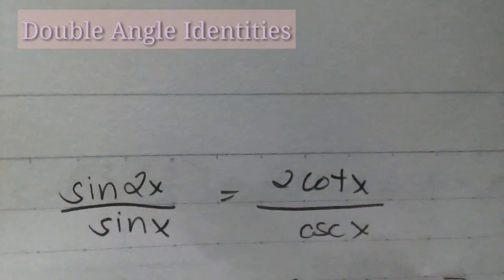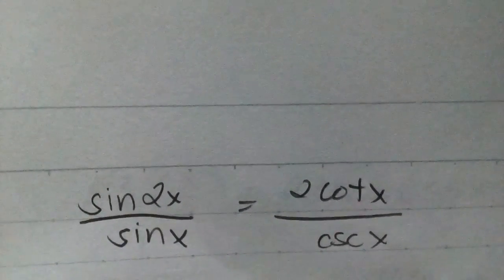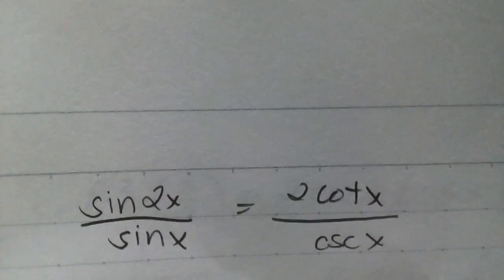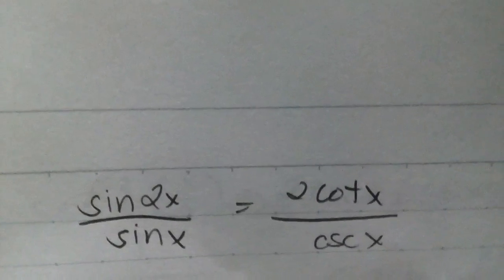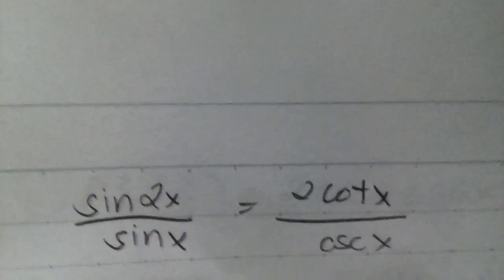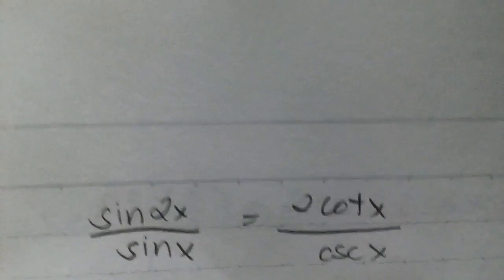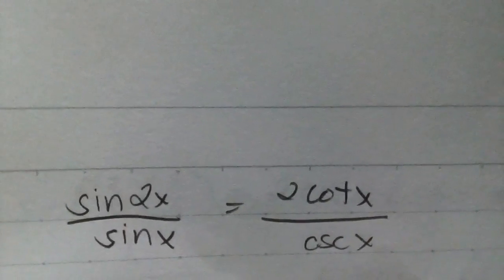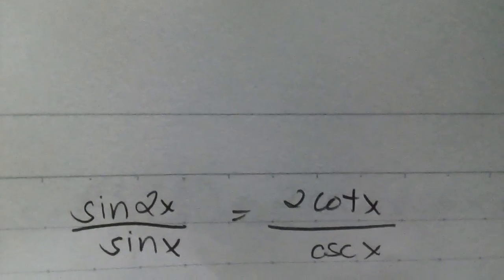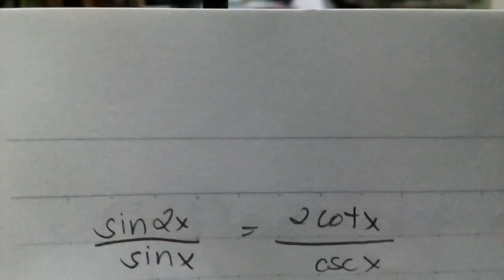Identities, we have sine 2x over sine x is equal to 2 cotangent x over cosecant x. So I'll use the right side of the equation to prove that it is equal to sine 2x over sine x. So let's start. By using the quotient identities, we'll change 2 cotangent x to 2 cosine x over sine x. And using the reciprocal identities, we'll use 1 over sine x. So here it is.